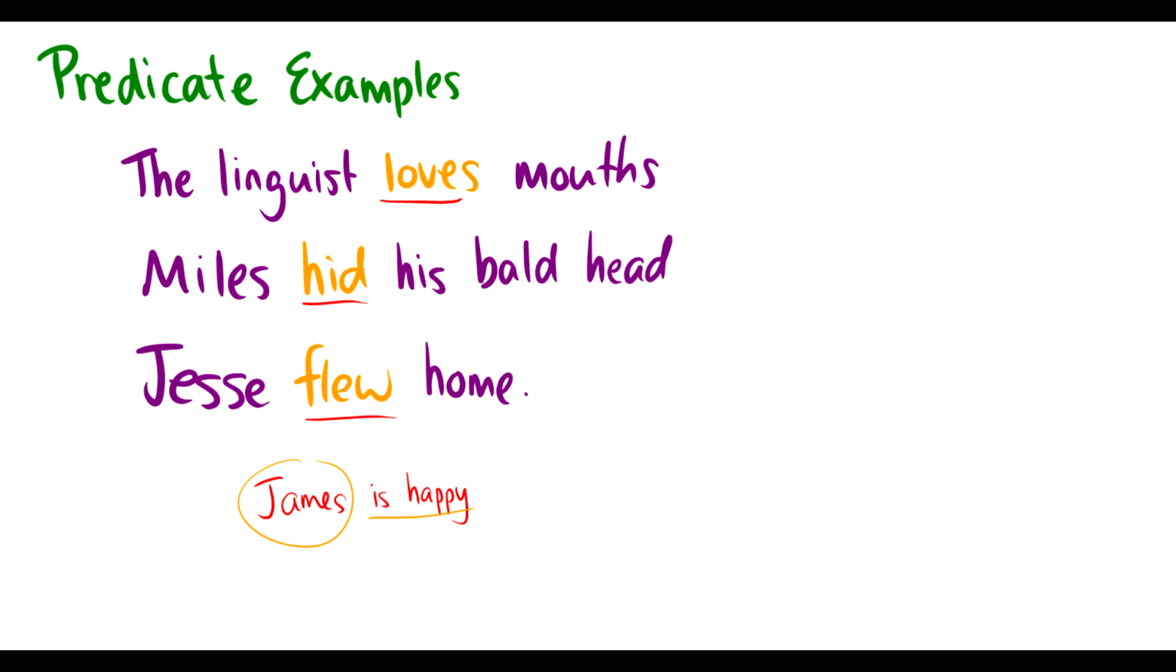Now, what role do these words play? Like, what role does the linguist play, or Miles, or Jesse, or James? We know they're all noun phrases, but depending on the predicate, they can take on different roles. So, there's 9 of these, and these are not easy to understand the first time. And I'll just say that right away, these are not going to be easy. It's perfectly okay if you don't understand this the first time. And it's not about memorizing words, it's not about memorizing verbs, it's about understanding relationships between words and the predicates, so it can be tough at first.